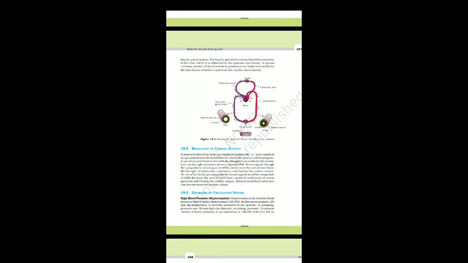A special neural center in the medulla oblongata can moderate the cardiac function through the autonomic nervous system, ANS. Neural signals through the sympathetic nerves, part of ANS, can increase the rate of heartbeat, the strength of ventricular contraction and thereby the cardiac output.